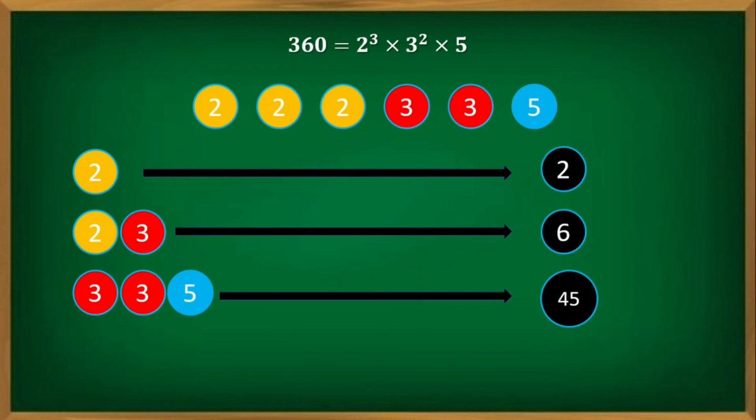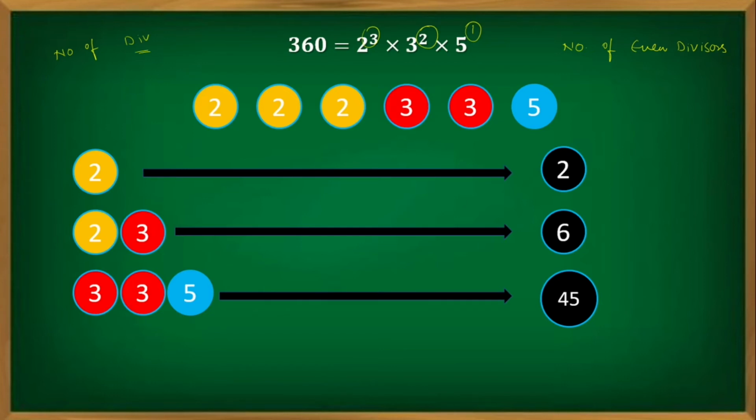One simple thing in this. For example, you want to find the number of divisors. Now you know how to find it, right? It is easy: 3 plus 1, 2 plus 1, into 1 plus 1, right? So that gives you the number of divisors. Now let's say I want the number of even divisors. Now let's see.